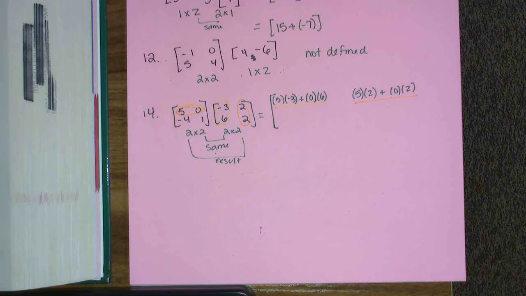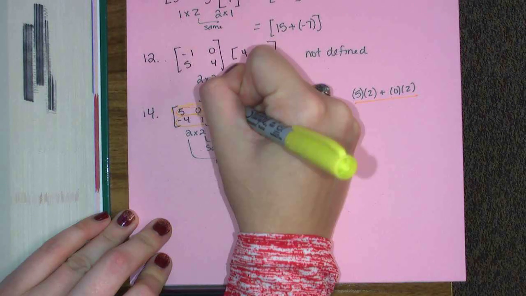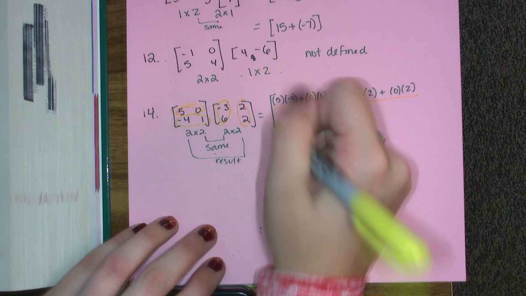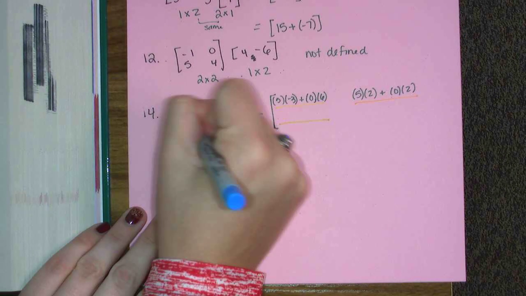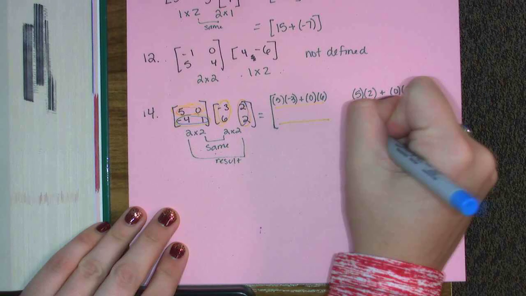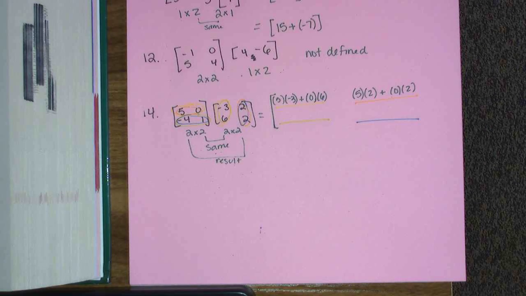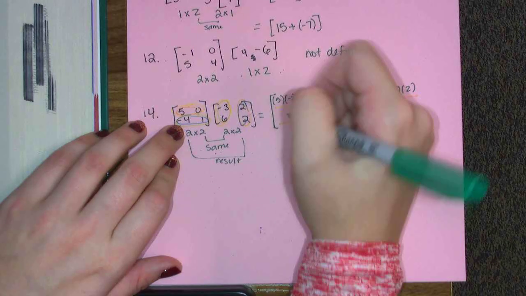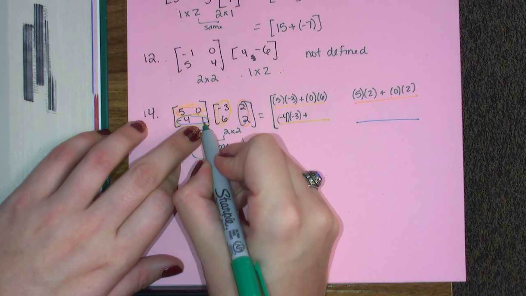Trying to find enough colors. Now the next one I'm going to do here is going to be the second row times the first column. I know some of these colors are kind of overlapping, but I don't want to use a dark color. And that's going to go here. And then I will do this row times this column down here. So I have now -4 times -3 plus 1 times 6.